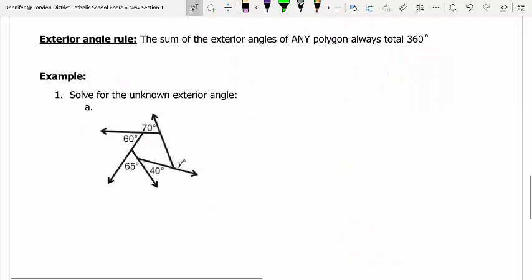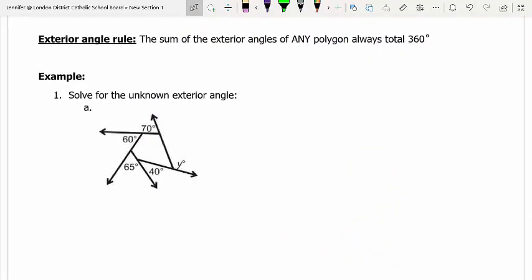Okay, the last part of today's lesson is to understand the relationship between the exterior angles. So the rule is the exterior angles, so the angles on the outside of any polygon, always adds up to 360. No matter what type of shape it is, if it's a triangle, a square, an octagon, okay, it's always going to add up to 360. So that's an easy one to remember and an easy one to apply.